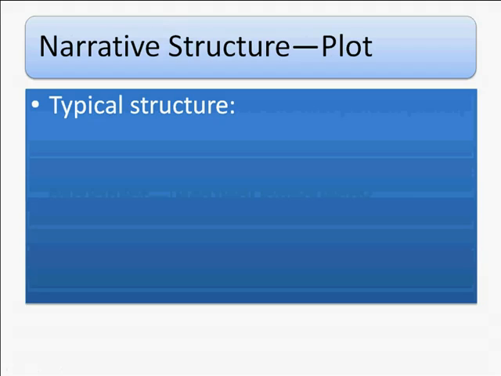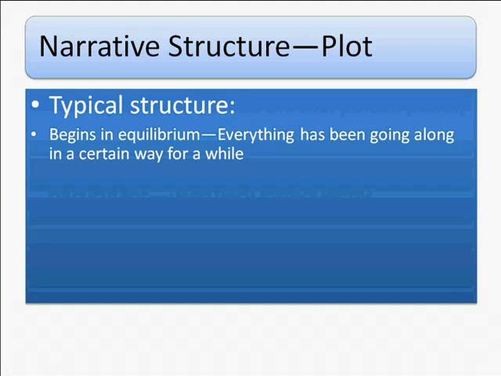So next I want to talk about the narrative structure of stories. The typical structure is that we begin with equilibrium. We begin where everything's been going along in a certain way for a while. And again, the typical structure of a plot is important to note, even though oftentimes plots do not follow this structure, because if a plot doesn't follow this structure, we can start to say things about how it is moving outside of the typical structure, or how it's presenting the typical structure in a bizarre way.